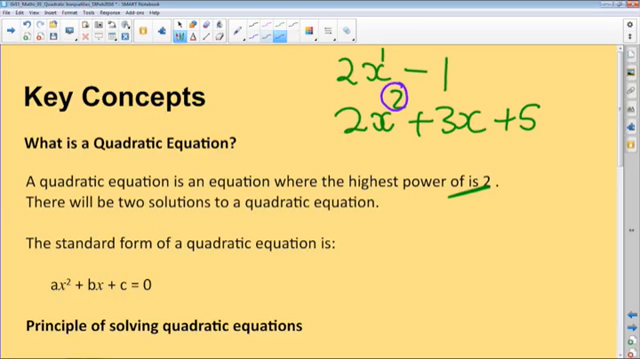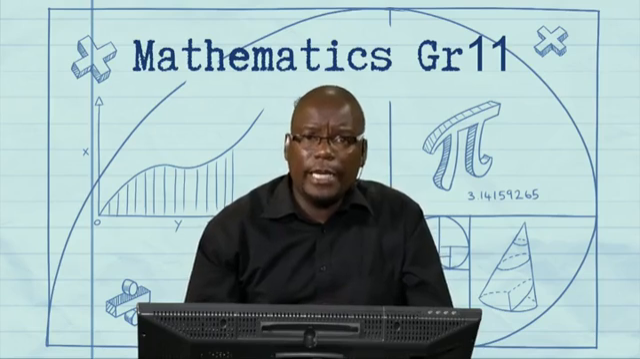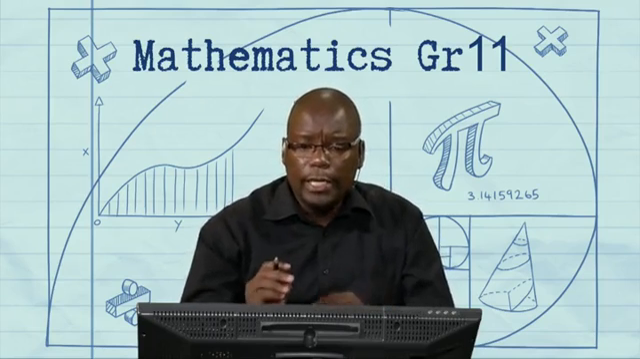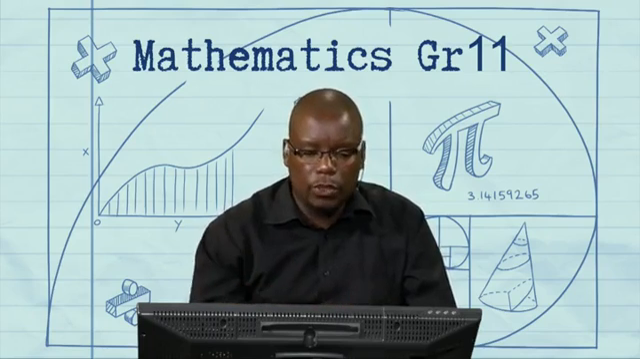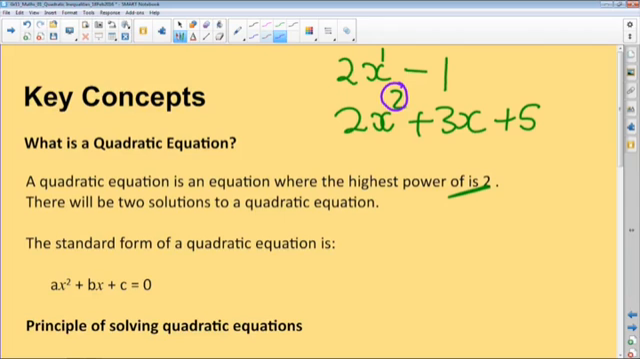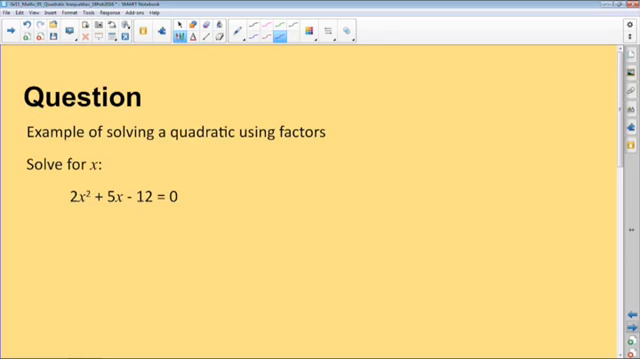Now remember in grade 8, when you were solving linear equations, the highest power was 1 and you had only one solution. So here there will be 2 solutions to the quadratic equation. And the standard form for the quadratic equation is ax squared plus bx plus c. All right? And then now we're also going to look at the principles of solving quadratic equations. For example, a quadratic equation can be solved by finding the factors.